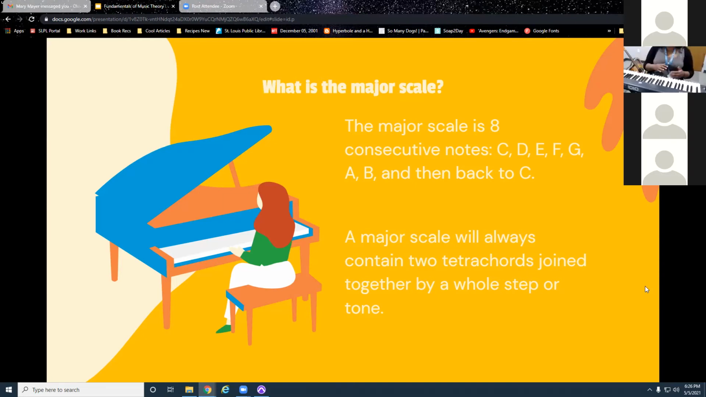And so when we remember that pattern, tone, tone, semitone, tone, tone, tone, semitone, that is the formula for every single scale. Any major scale is going to have that formula.